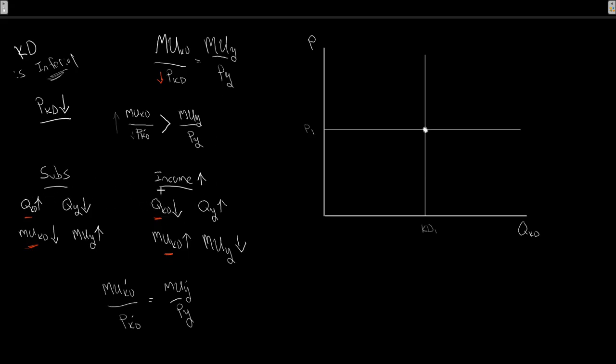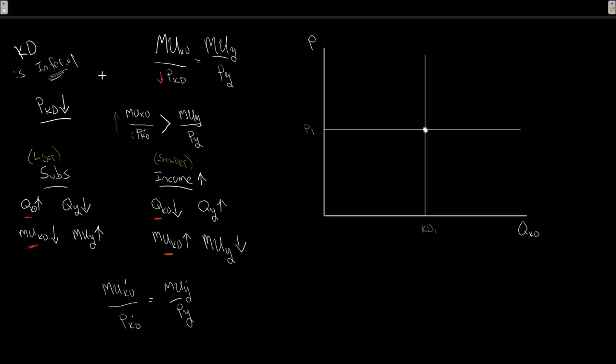But we still have this conflict between our quantities. Substitution effect says more Kraft Dinner. Income effect says less Kraft Dinner. How do we reconcile this? How do we work this out? Well, going back when we first introduced this, we said that our assumption is always going to be that the substitution effect is larger and the income effect is smaller, right? And yeah, we can look into special cases where this is not true, but for our case here, we're going to presume that this is the scenario.